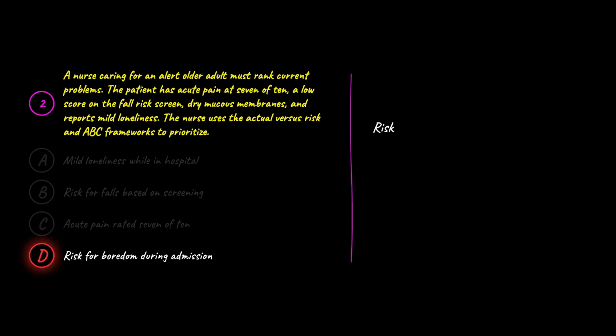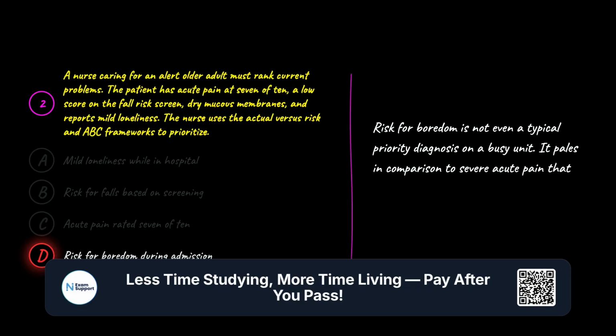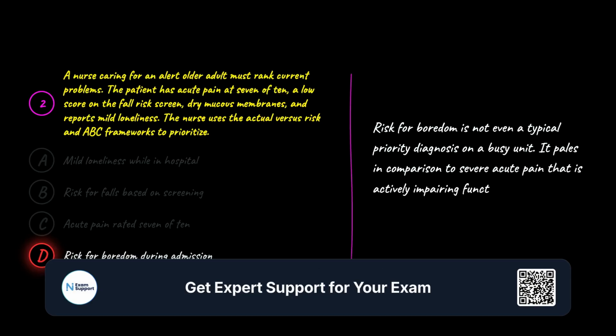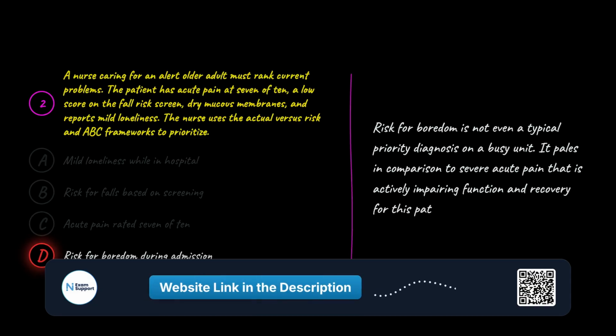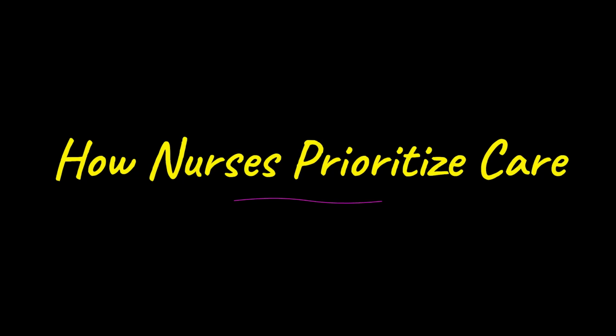D is wrong because risk for boredom is not even a typical priority diagnosis on a busy unit. It pales in comparison to severe acute pain that is actively impairing function and recovery for this patient right now. When several patients need help at once, nurses rely on structured frameworks to decide who gets attention first.